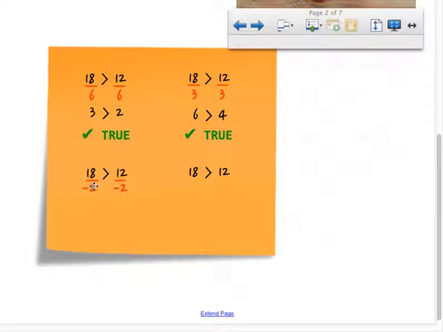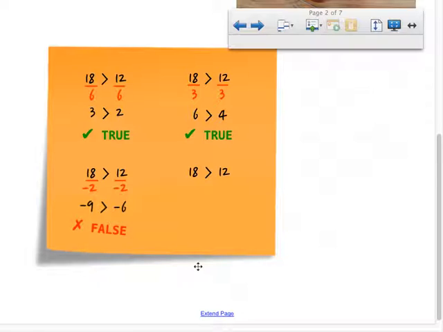Negative 9, because when you divide different signs, you get back a negative, right? And so 12 divided by negative 2 gives me back what? Negative 6. Now, is this true? No. That's false. Negative 6 is actually closer to 0, so that is greater. So we have a false statement. So what can we do to make this a true statement?